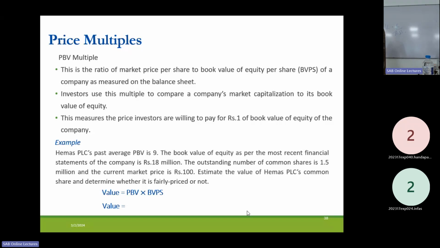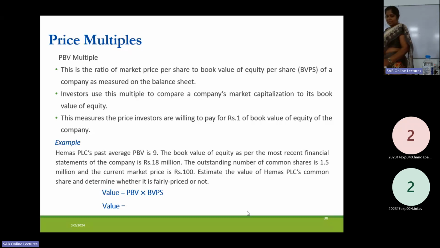Are you clear on this? Price multiples? I have mentioned only 2 price multiples, but there are more than this, using different variables like earnings, book value per share, sales, EBIT, net assets. Likewise, you can calculate different price-based multiples.